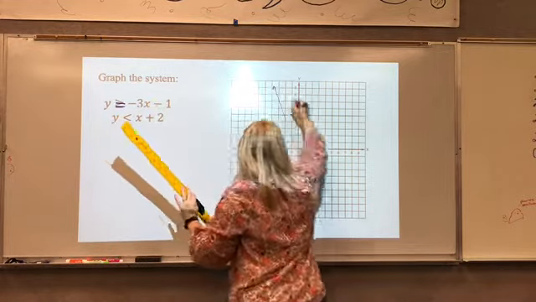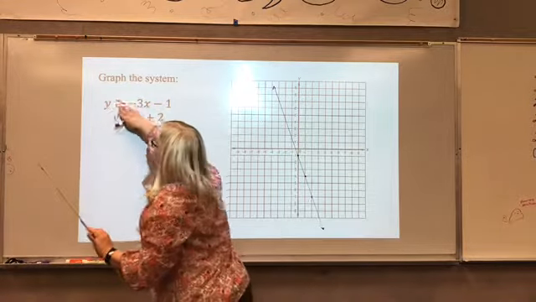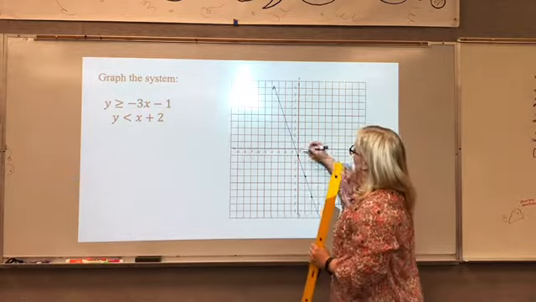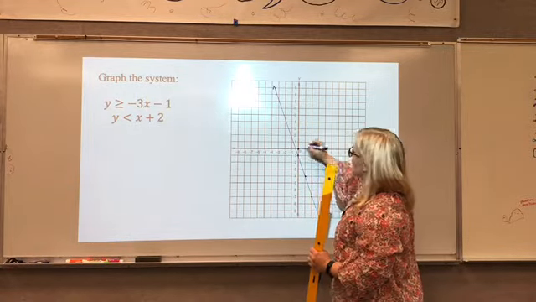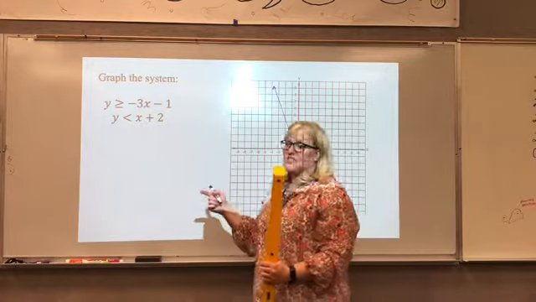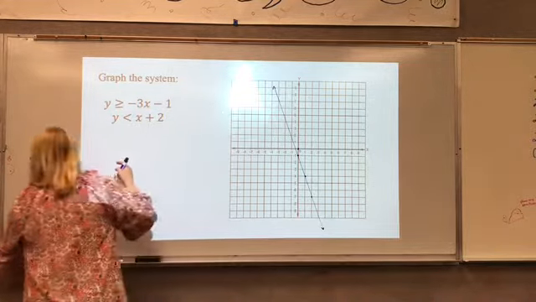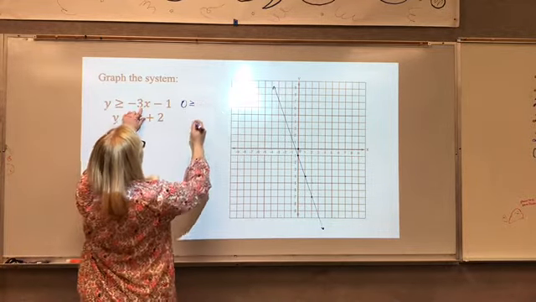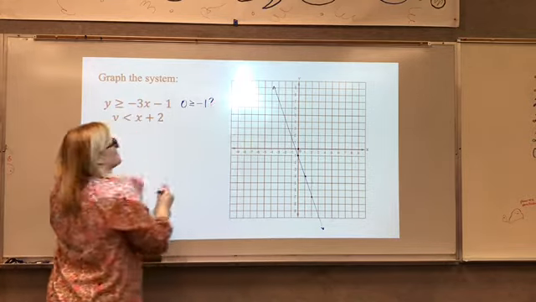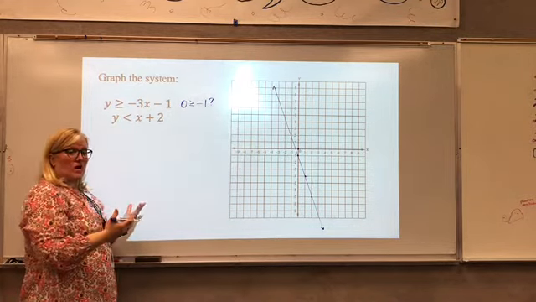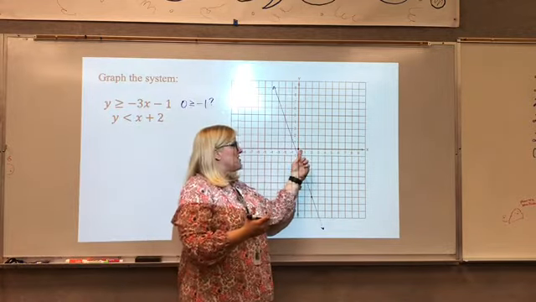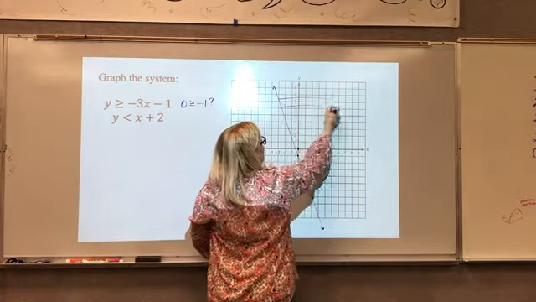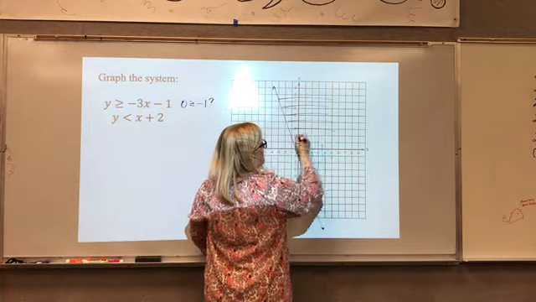And again, like I said, it's going to be a solid line because it has the equal to right here. Okay, so I'm going to test (0, 0) right here. And I'm going to check and see if that's a solution to this inequality. So if I plug in (0, 0), I have 0 is greater than or equal to 0 minus 1, so -1. Is that true? Is 0 bigger than -1? It is. So that means that (0, 0) is one of my solutions. So I've got to shade this side of my line.